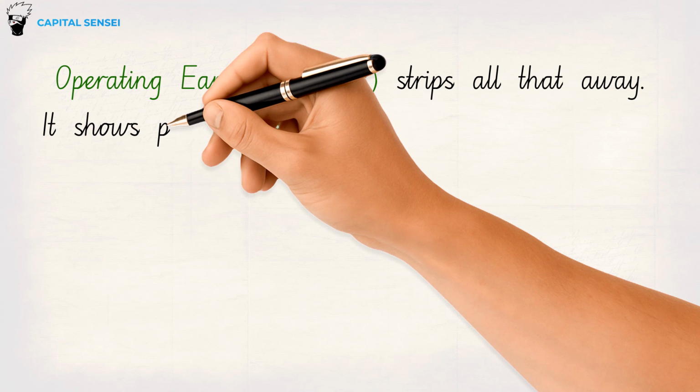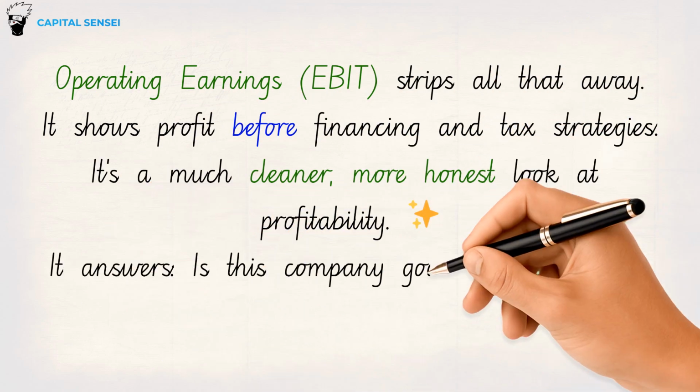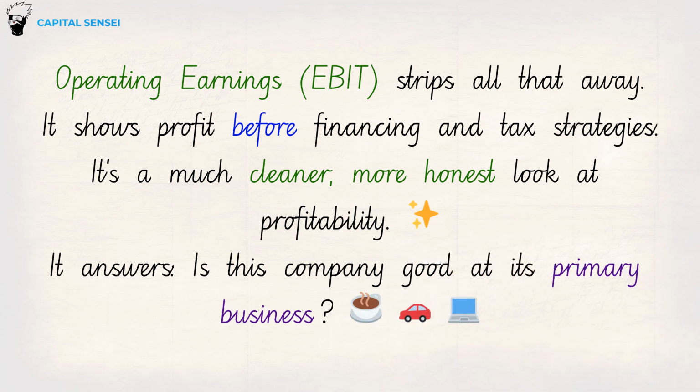Operating earnings, or EBIT, strips all of that away. It shows you how much profit the company's core business is generating before you account for how it's financed or what its tax strategy is. It's a much cleaner, more honest look at profitability. It answers the fundamental question: is this company good at its primary business, whether that's selling software, making cars, or brewing coffee?